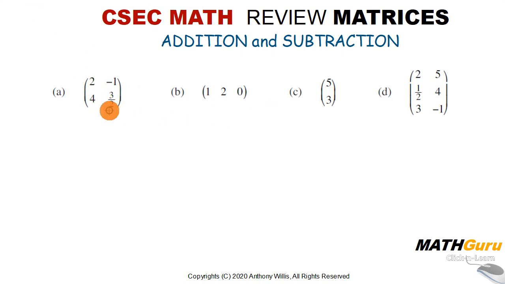Not all matrices are the same. You have 1 row here, and you have 3 columns, 1, 2, 3. You have 1 row here, and 1 column, and here they're different.